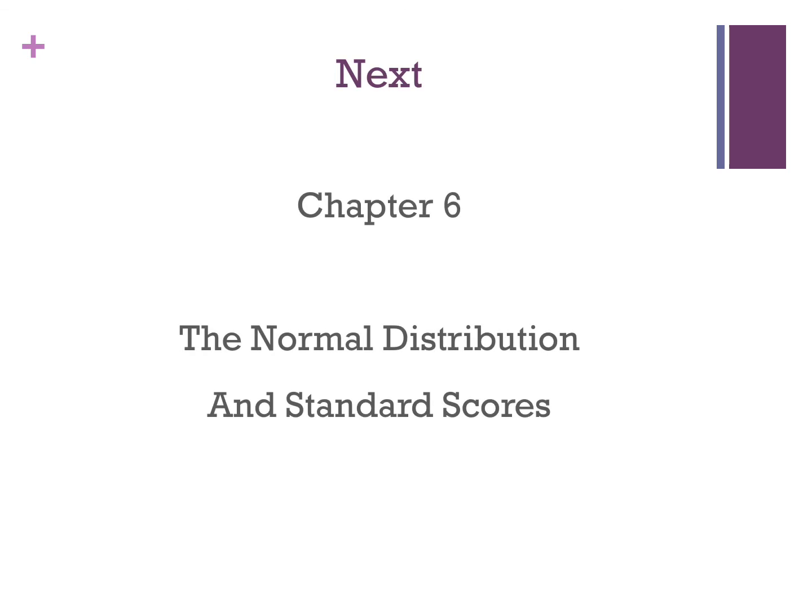This is the end of Chapter 5. So let's turn to Chapter 6. The major topic in Chapter 6 is the normal distribution, and we'll be talking about computing standard scores and the shape of the distribution.